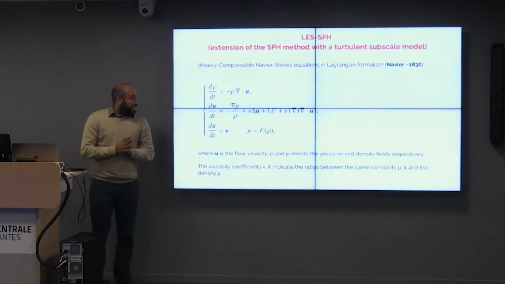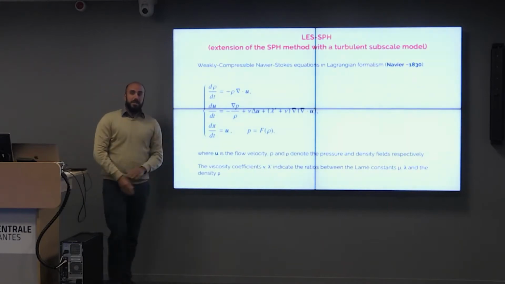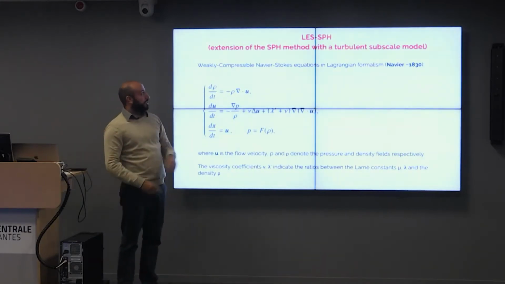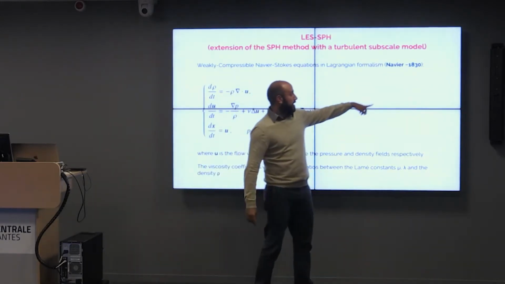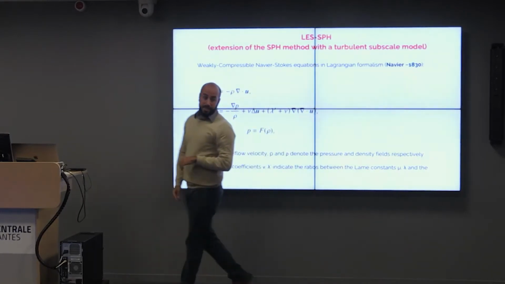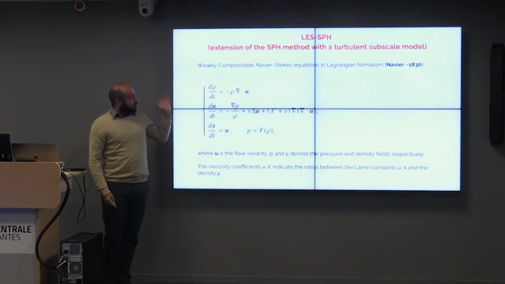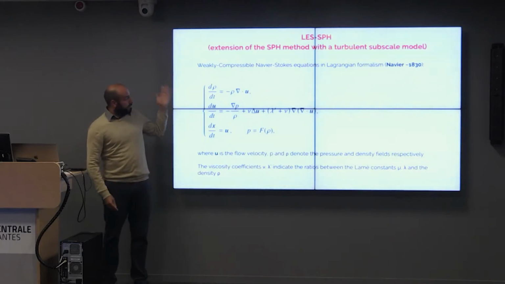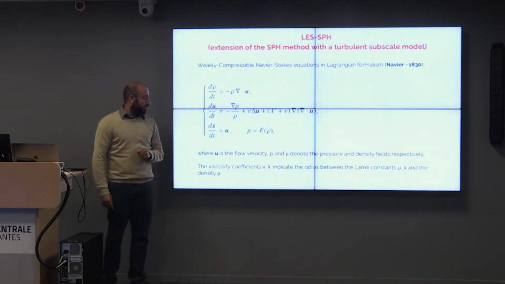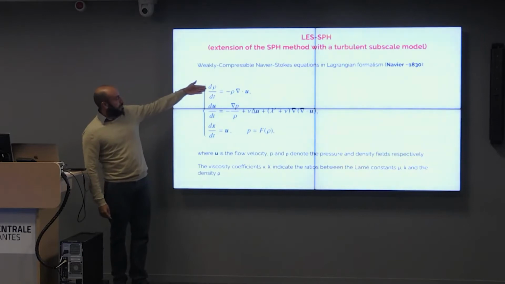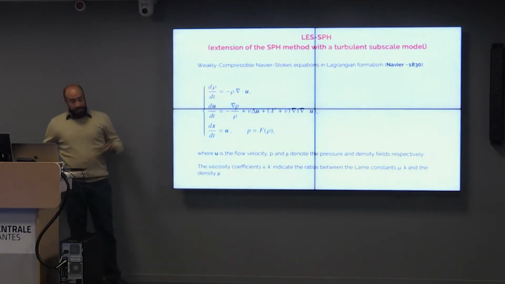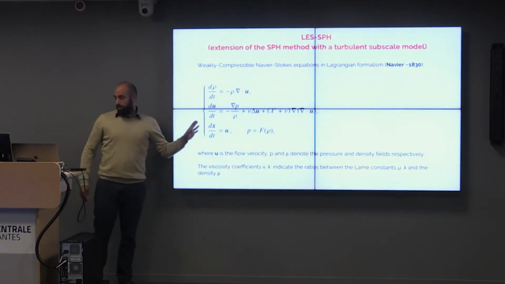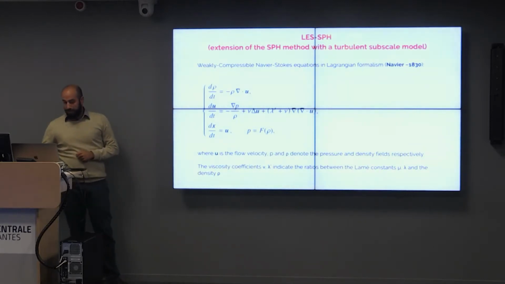Okay, thank you, David. So we start from the Navier-Stokes equation, which came much later than Leonardo da Vinci. The first version of the Navier-Stokes equation came in 1830. And this is the version written in Lagrangian formalism for a weakly compressible medium. So you have the mass conservation equation, the momentum conservation, and then the advection of the fluid particle. This is the basic model that we use for our numerical solver.